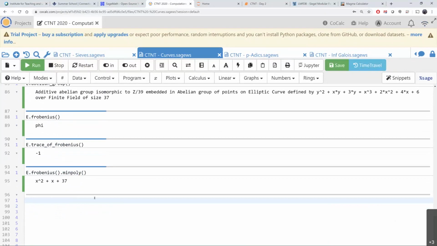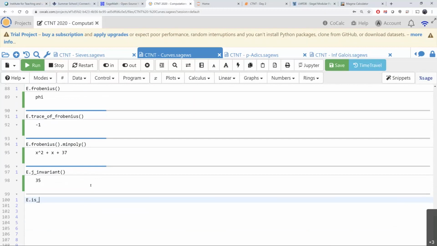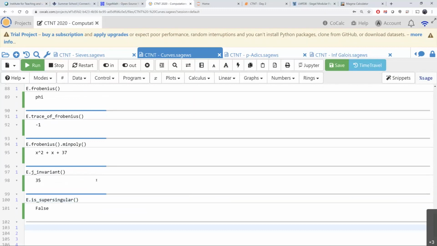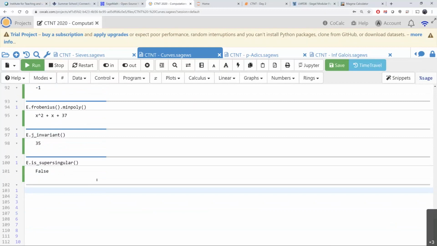What else can I do? I think I can call the j-invariant of my elliptic curve. The j-invariant is 35. I can also ask Sage if this is a supersingular or ordinary elliptic curve. It is not supersingular. And I can also call for isogenies. Are there isogenies? Isogenies of prime degree. Let's see.